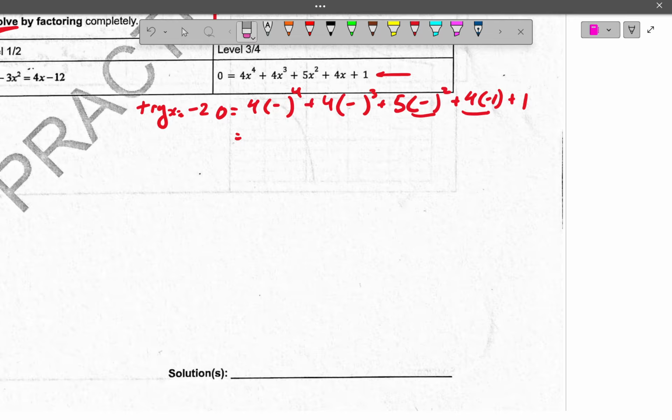The reason why I'm also trying -2 and why I tried -1 is that I see a lot of this is plus, plus, plus. And so if all these are plus, there's no way this could be 0 unless one of them is negative. So that's why I'm trying that.